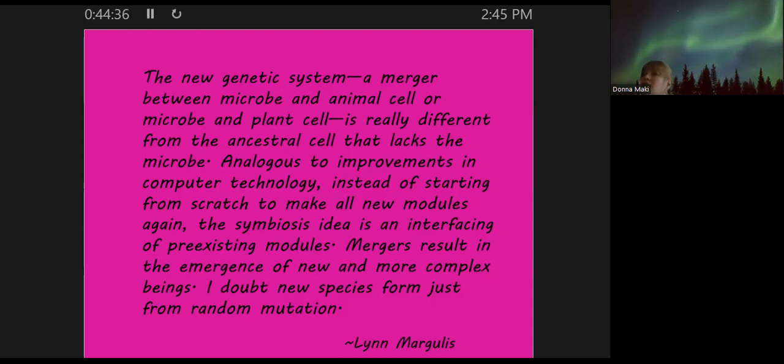So random mutation certainly is a thing that drives natural selection. But if you talk to an evolutionary microbiologist, they will say, absolutely, this idea of symbiosis is a major way that we see evolution and speciation occurring. And so the endosymbiosis theory is kind of what started it all. They're saying this is still a thing.